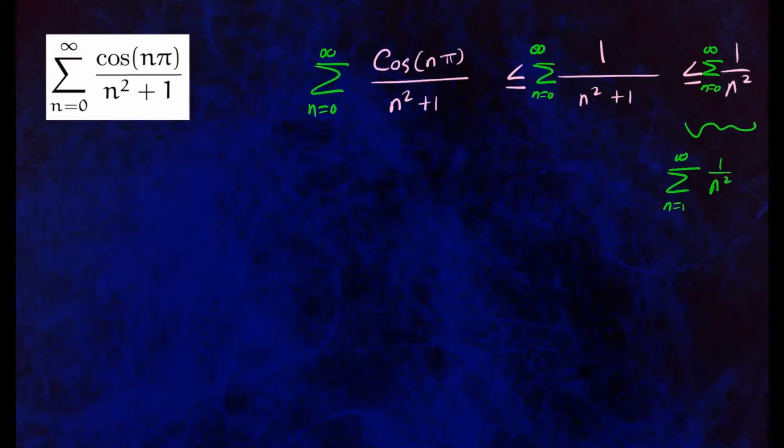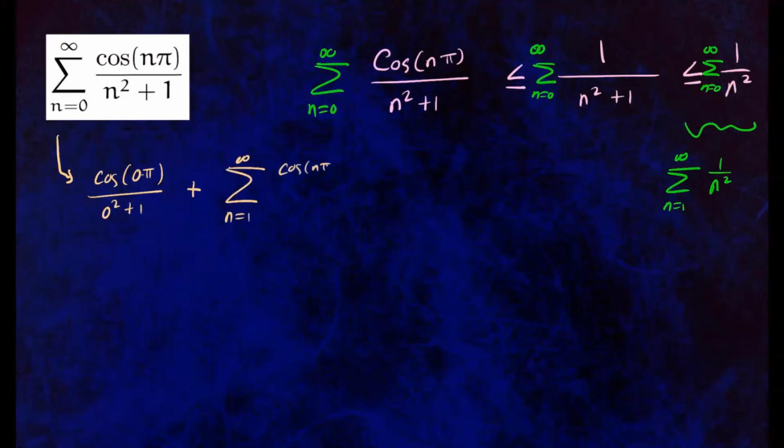So before I make my claim, I'm going to do the following. Write out the first term when n equals 0. So if I write out the first term, so you have the sum starting from 1. You'll have cosine of 0 pi over 0 squared plus 1, plus the next terms, I'm just going to keep it in this condensed form, the sum from n equals 1 to infinity of cosine of n pi over n squared plus 1.